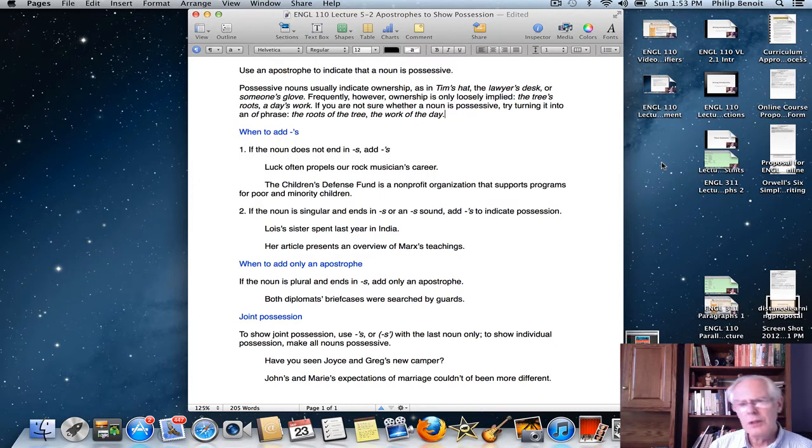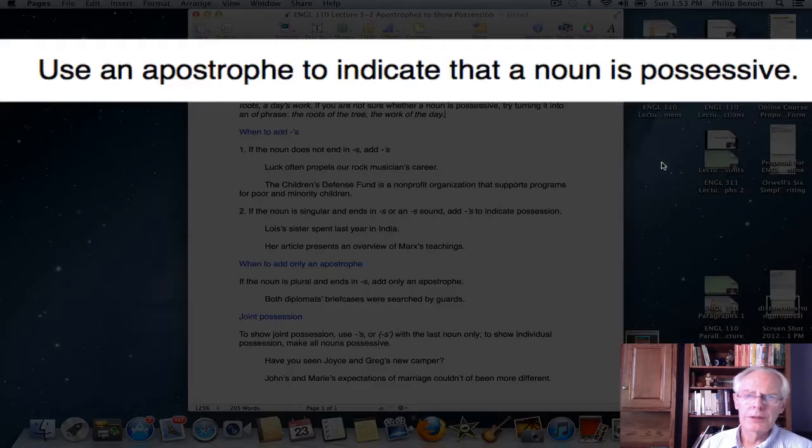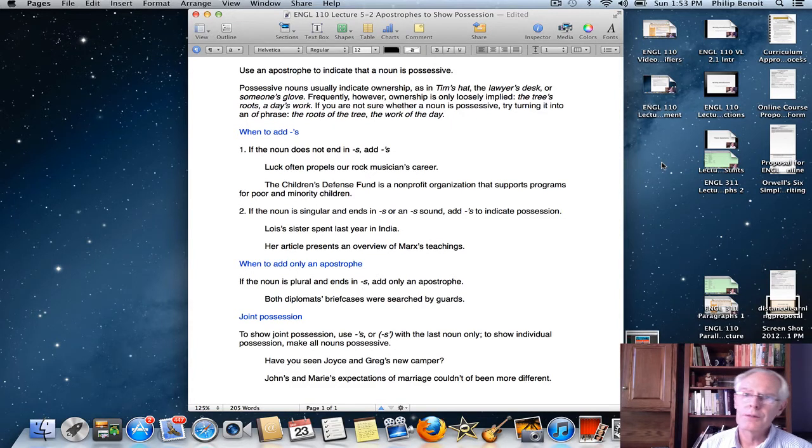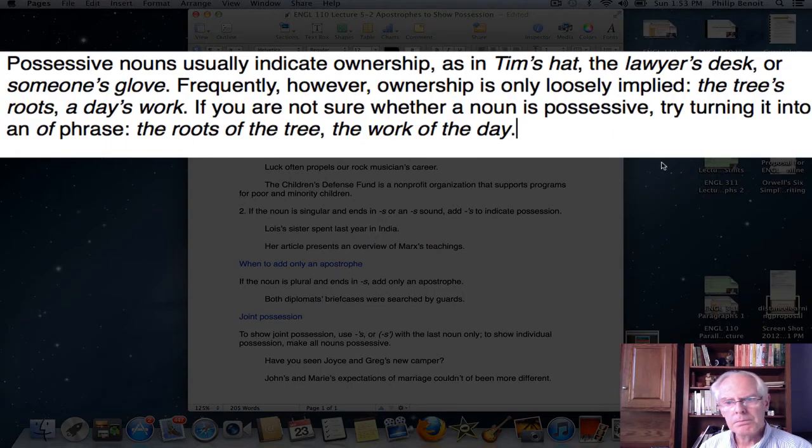So we could just say, here's the rule, this sentence at the top: use an apostrophe to indicate that a noun is possessive. Now we could stop right there and say, okay, I've told you everything you need to know, just do it. It's not quite that simple, and since we're doing a lecture here, let's go through some of the forms of how the apostrophe gets inserted into writing in order to show various types of nouns in the possessive form.